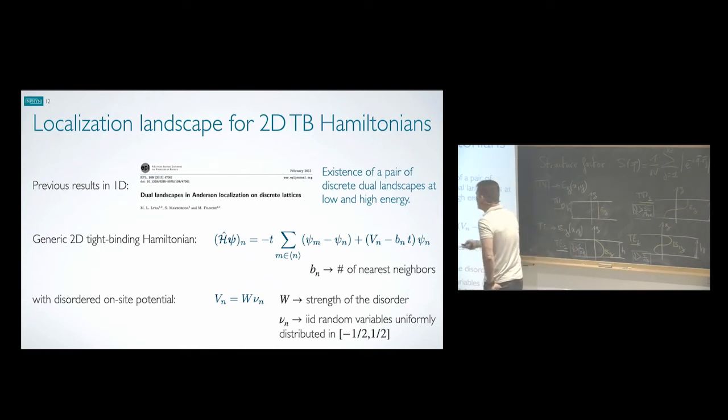Okay, so we start with the 2D tight-binding Hamiltonian. I wrote it here not in the usual way, but it's the same. There is an extra term which can disappear here, but I wrote it this way in order to show the difference between the discrete Laplacian form and the potential term. So I can introduce the disorder in this way: W is the strength, and U is the random variable.